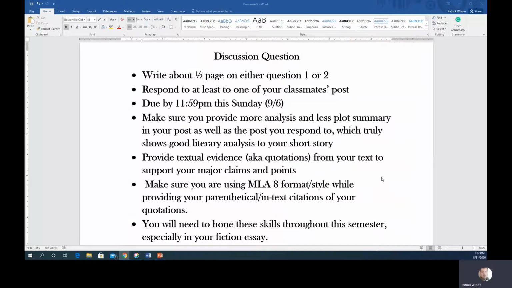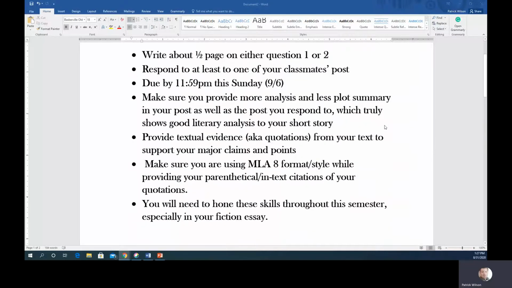And it's also going to start getting you thinking critically and analytically as it relates to studying for the fiction exam here in 4 weeks as well. Both of these are due by 11:59 this Sunday, which is the 6th of September. Now, you don't have to wait until Sunday to get both of them in.